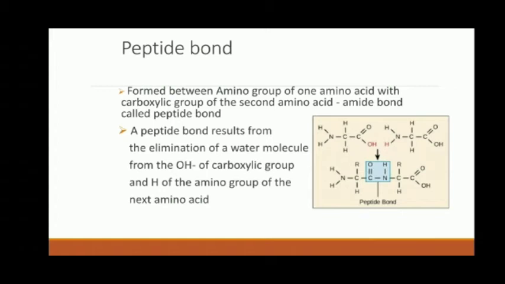But this is important. How is a peptide bond formed? A peptide bond results from the elimination of a water molecule from the OH of the carboxylic group of the first amino acid and hydrogen of the amino group of the next amino acid. This is the peptide bond.